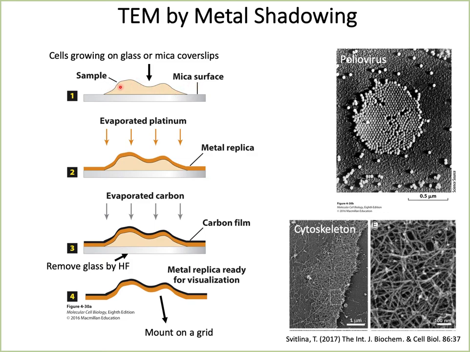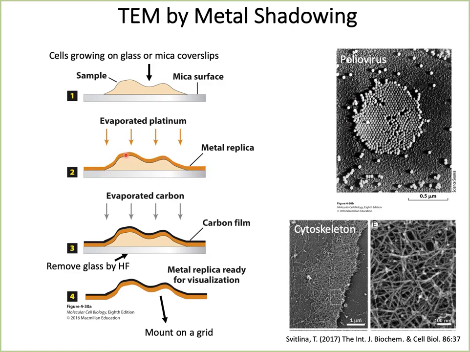And what you do, say for example, if it's cells growing on a glass or mica coverslip, you can take that. Then you fix that sample, and onto the sample you add evaporated platinum. How you actually do this process: you have a chamber in a high vacuum, and there is a source of platinum, and it is heated with a huge amount of heat.